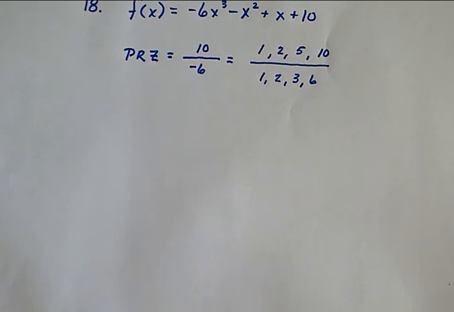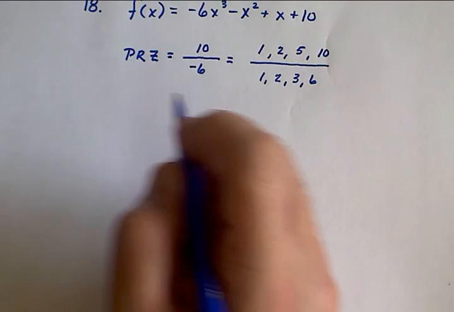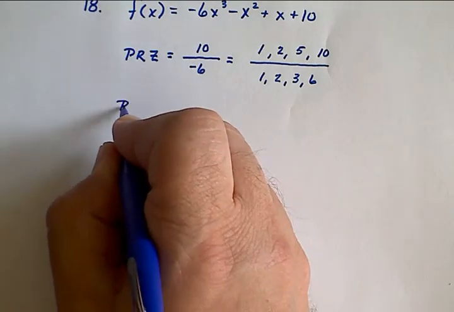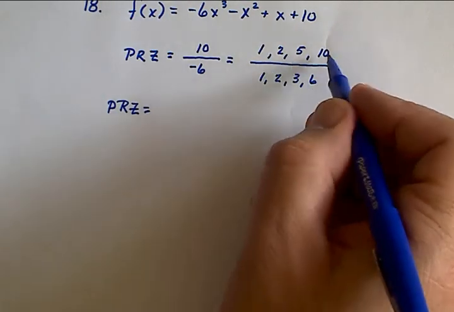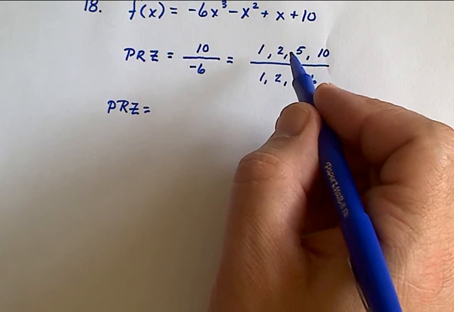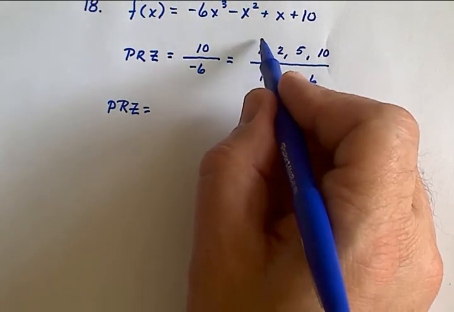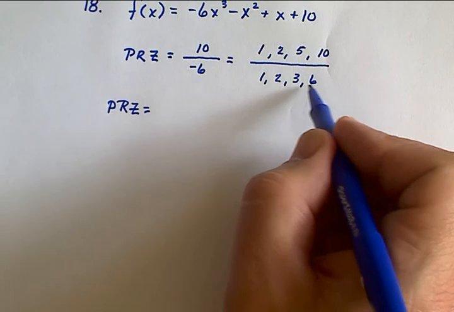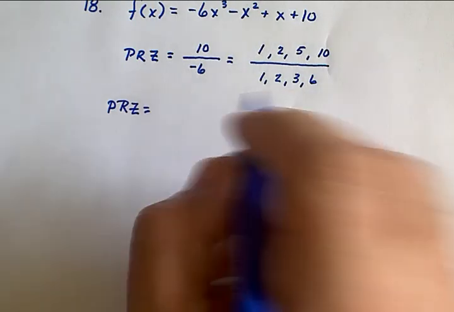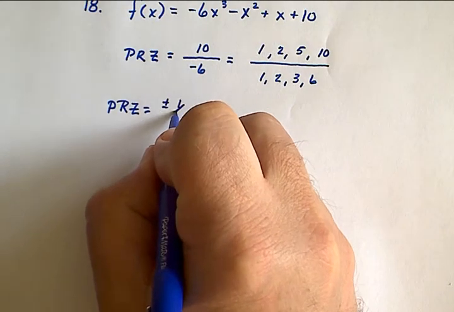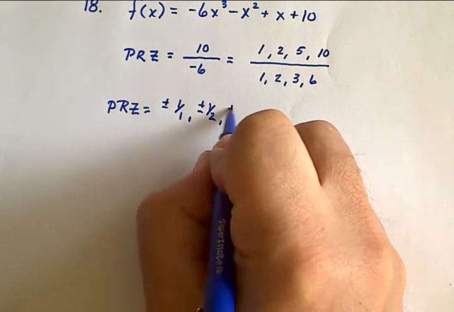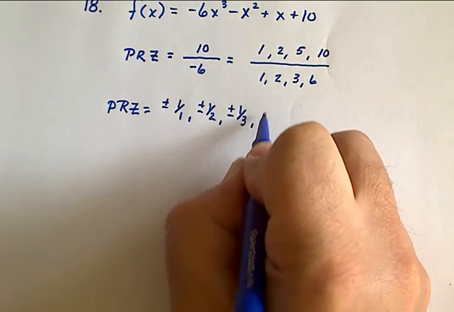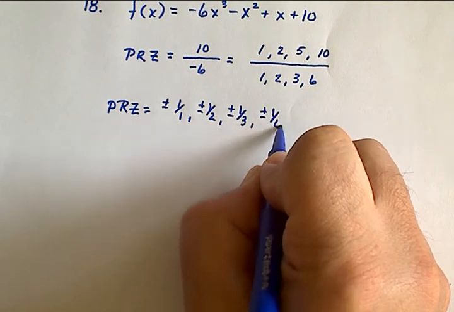Now, notice I didn't put a positive or a negative out in front. I'm going to do that now as I write these out. So here's what's going to happen. If I take this first number and I put it over each one of the denominator values, then I get plus or minus 1 over 1, plus or minus 1 over 2, plus or minus 1 over 3, plus or minus 1 over 6. Okay?